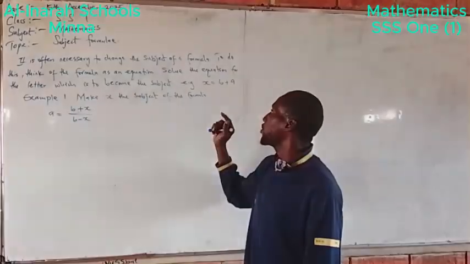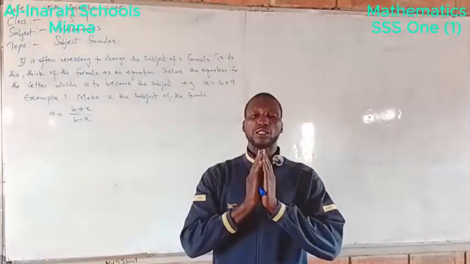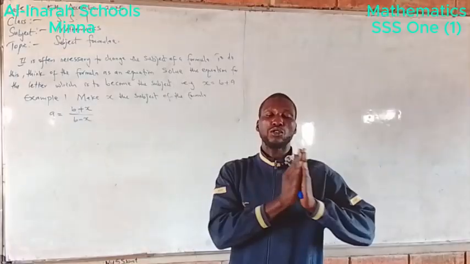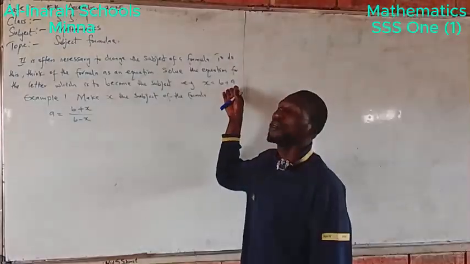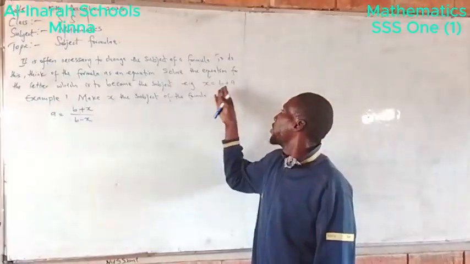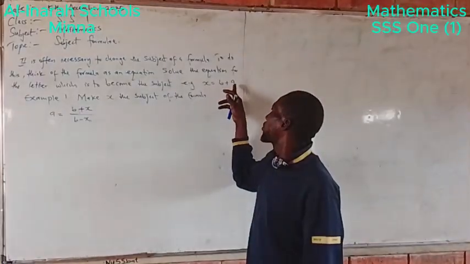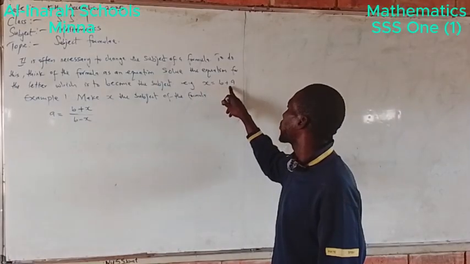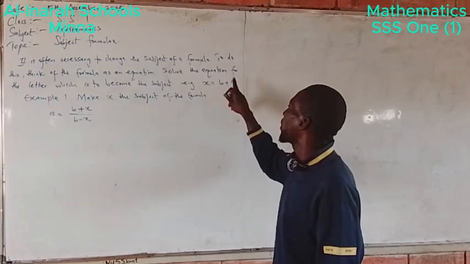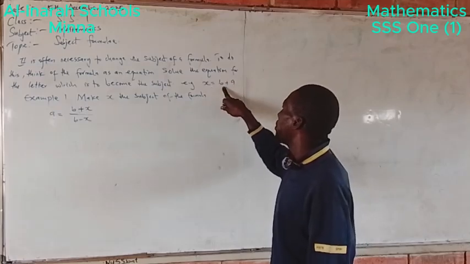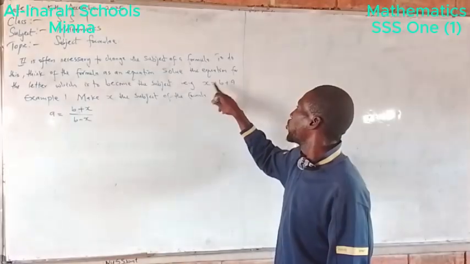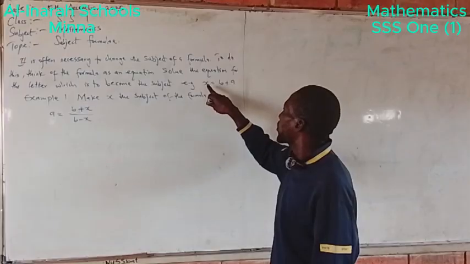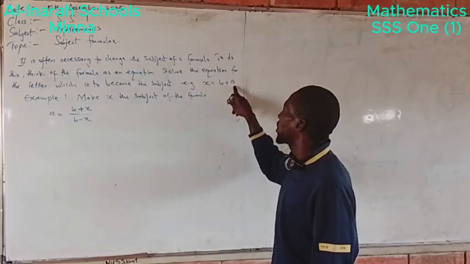That is, whenever you have a whole number or a letter standing on its own, it is the father of the other letters or numbers. For example, x is equal to b plus a. By mere looking at this, x is the subject of the formula, because without x, b plus a cannot exist. So with the help of this x, that is why b plus a can exist.